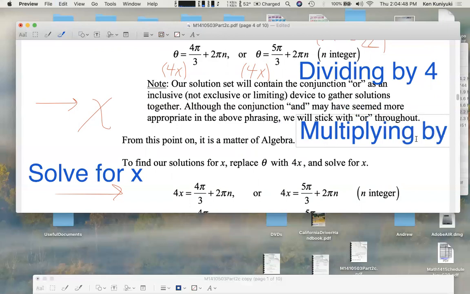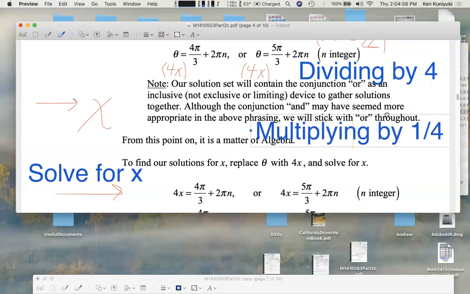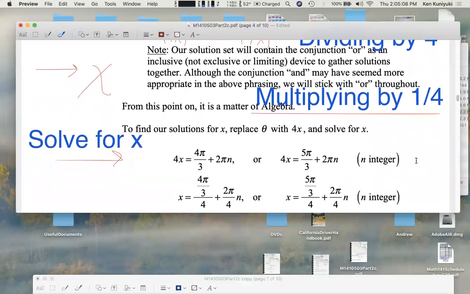Multiplying by the reciprocal, namely 1/4. So when dividing the right-hand side by 4, it may actually be more convenient to think of it as multiplying the right side by 1/4. All right. Now in my notes, I actually do divide all the terms on the right sides by 4. But again, it might be more convenient to think of multiplying by 1/4.